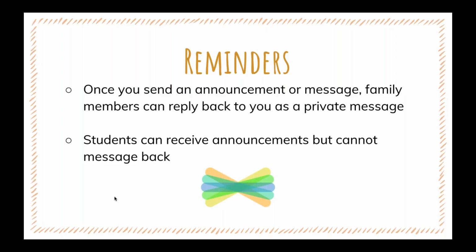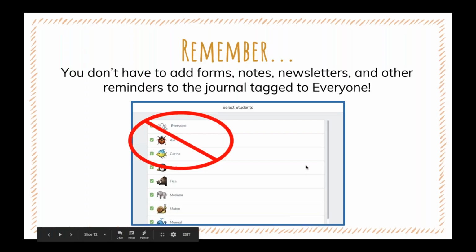Okay, a couple of additional reminders. You do need to send an announcement or message first. That's going to kind of start the process, and then from then on, family members can reply back to you as a private message. I just need to remind you about that, because if you have never used announcements and messages, you're going to need to send something first so that family members can start messaging you back. Also, a reminder that students can receive announcements from you, but they can't message you back, and they can't message each other from Seesaw.